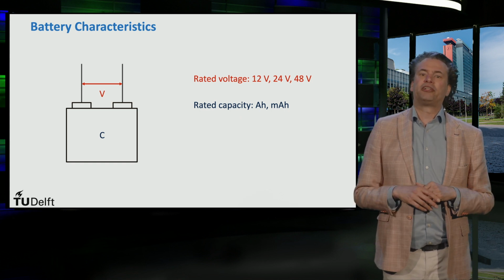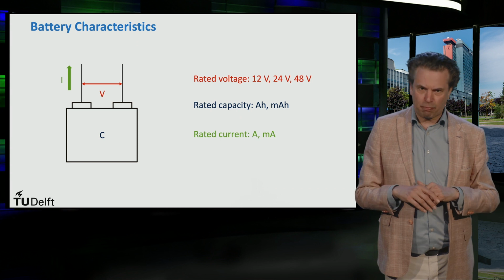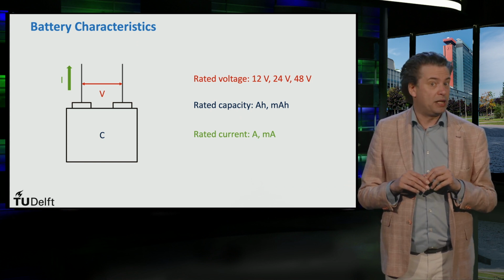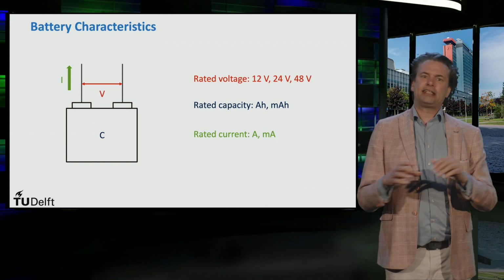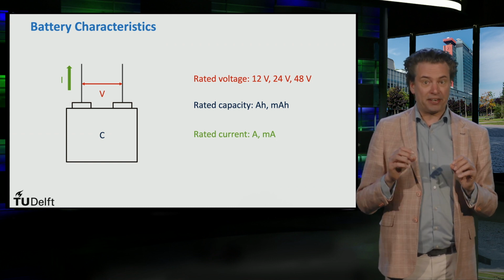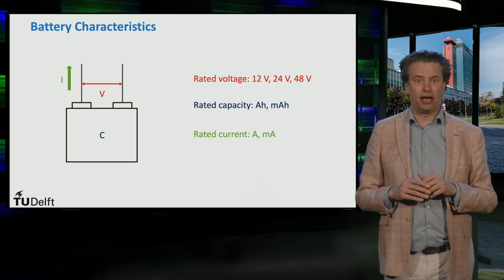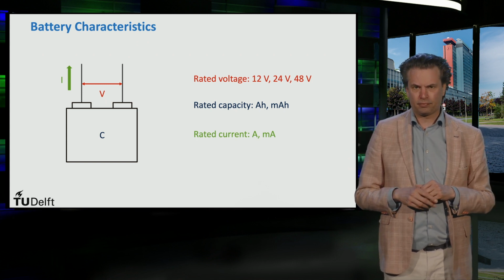The third parameter that is used to characterize a battery is its rated current, expressed in ampere or milliampere. This is basically the maximum current the battery can handle. Currents exceeding the rated current may damage the electrode of the battery.